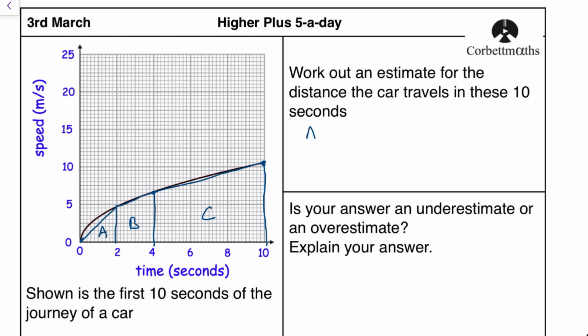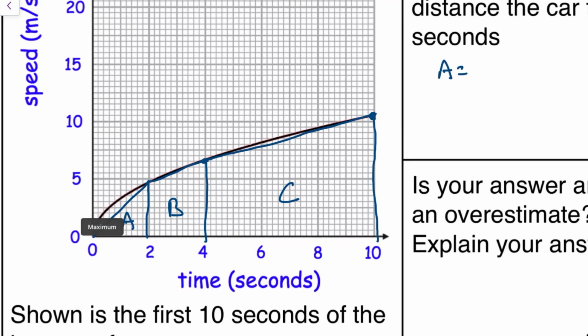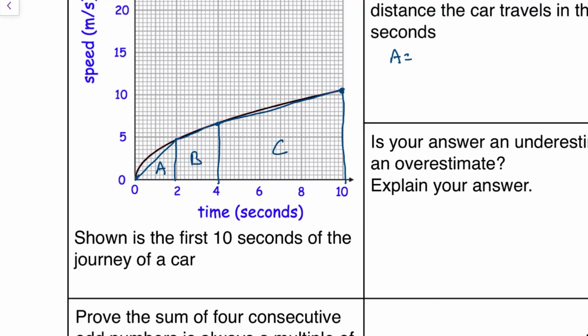So the area of A, I'm going to have to zoom in a bit here, so apologies in advance for my zooming in and out. The thing I need to do is work out my scale. So if I look at where that 5 is, this 5 here is 10 little squares up. So in other words, each little square is 5 divided by 10, so it's going to be 0.5, isn't it?